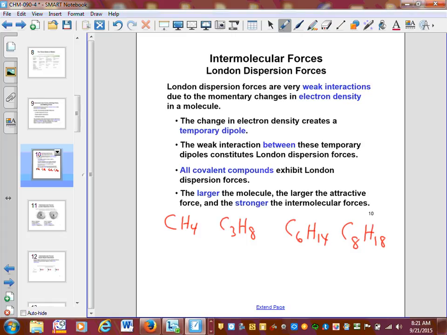So as we get bigger, those intermolecular forces get stronger, so their boiling points go up. When they're small, methane, propane, butane, which is cigarette lighters, they're a gas. Once you get above butane, you get pentane, hexane, octane, they become liquids. If you go even higher, eventually they'll become solids.